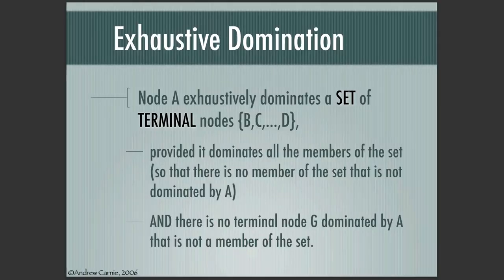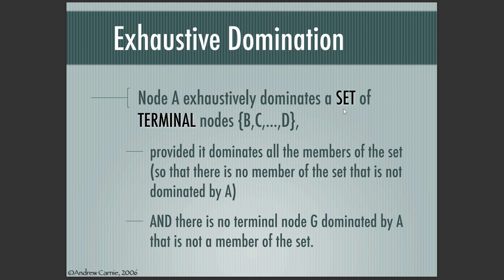We have another type which is called exhaustive domination. A node exhaustively dominates a set of terminal nodes. You still remember terminal nodes and non-terminal nodes? So please pay attention. Terminal nodes are the nodes that have no branches emerging from them. So when we say A exhaustively dominates a set of terminal nodes, we have two rules that we should bear in mind here.